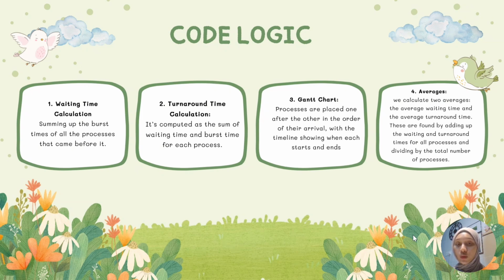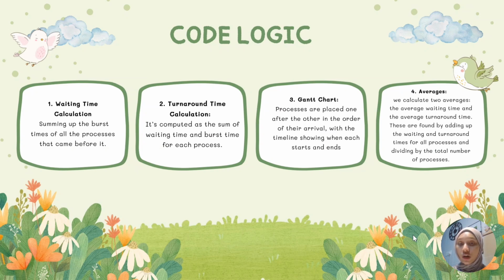First, waiting time calculation. The waiting time for a process is calculated by summing up the burst times of all the processes that came before it. The first process, however, has a waiting time of 0 because it starts execution right away. Second, turnaround time calculation. Turnaround time is the total time a process spends in the system. It's computed as the sum of waiting time and burst time for each process.